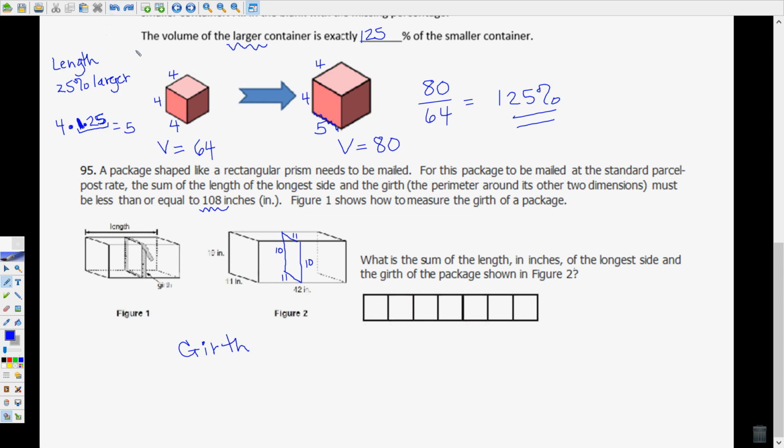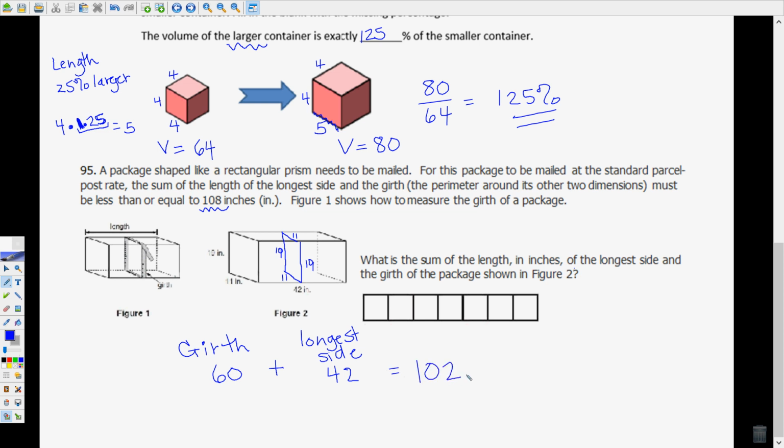Eek. And that's 19. Sorry, that looks like a 10. Oh my goodness, this is the last problem. Can't get it perfect. 19 plus 19 plus 11 plus 11, the girth would be 60, plus the length of the longest side. I guess I could have done the longest side first since that's what they asked for first. Of 42.